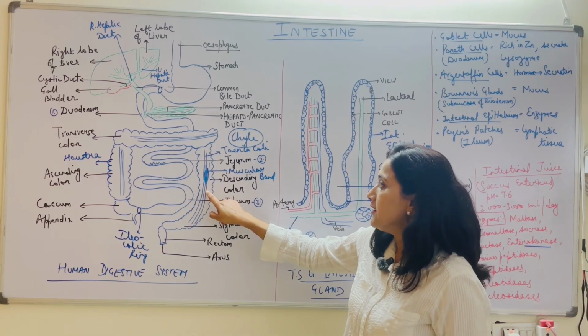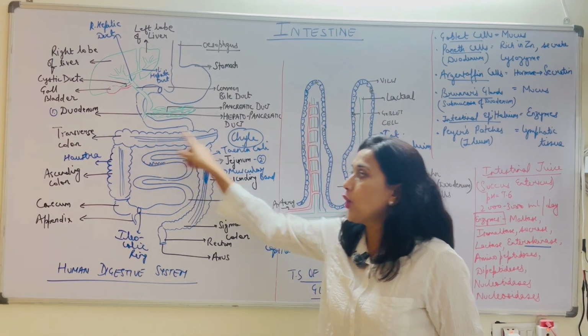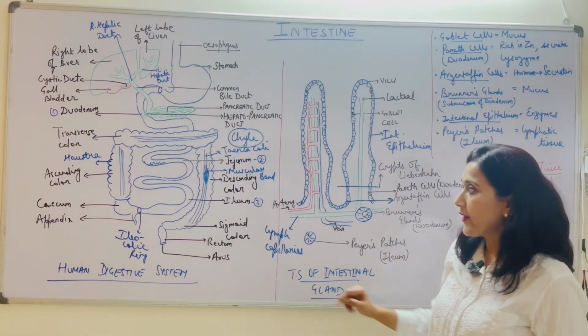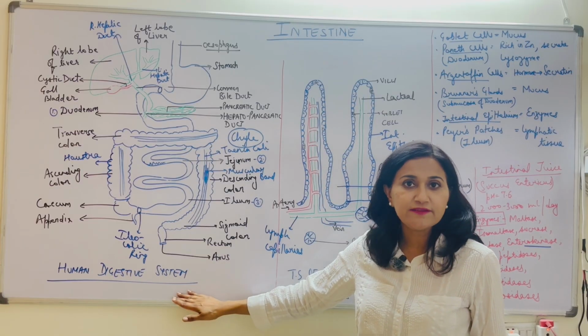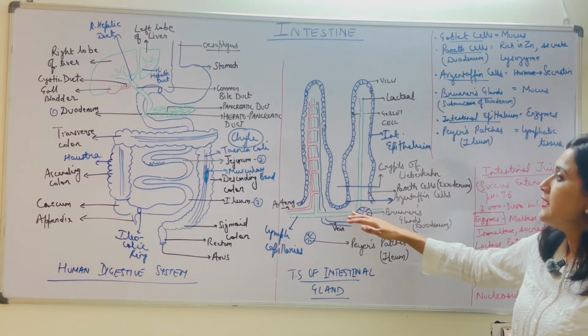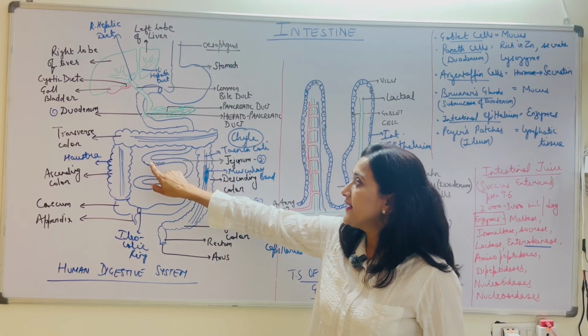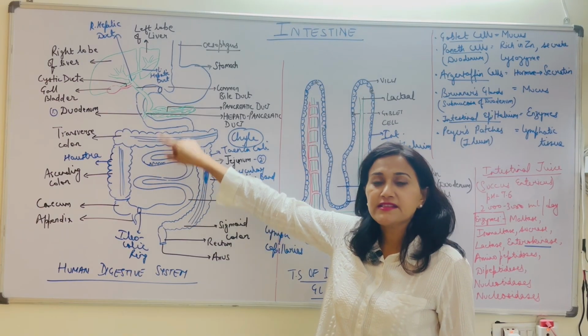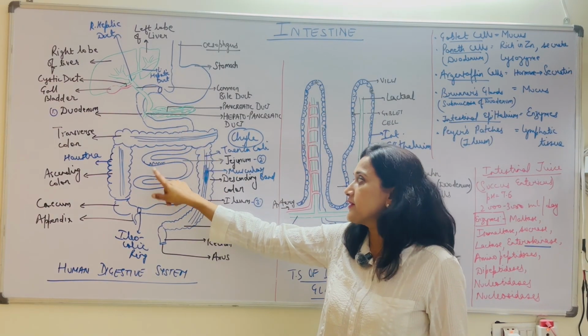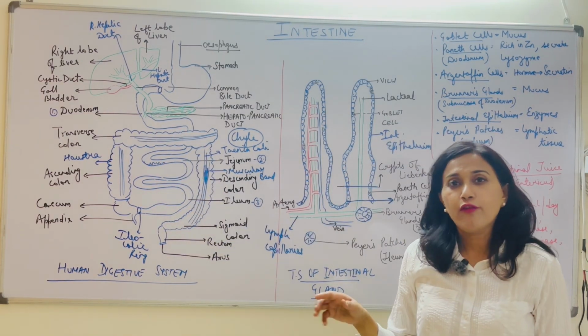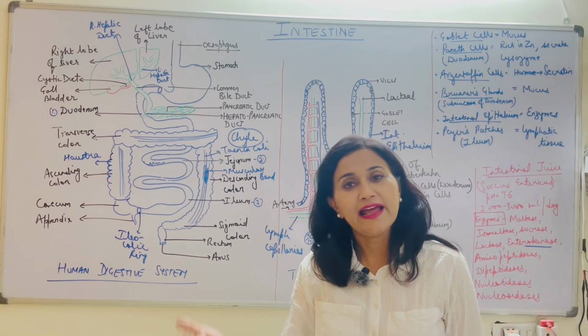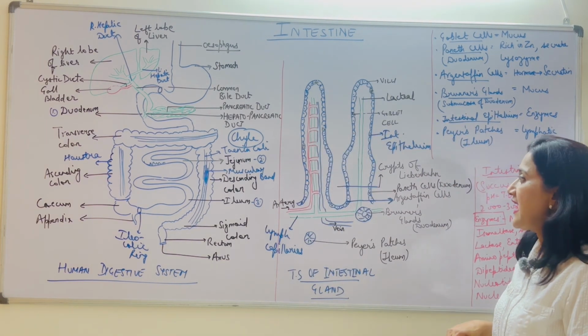So these are the three muscle bands which are present all through the colon region. Okay, so this was about the human digestive tract. Now moving further, in the small intestine, the intestinal epithelium gives rise to a lot of villi, so as to increase the surface area for better enzyme action and absorption of food material as well.